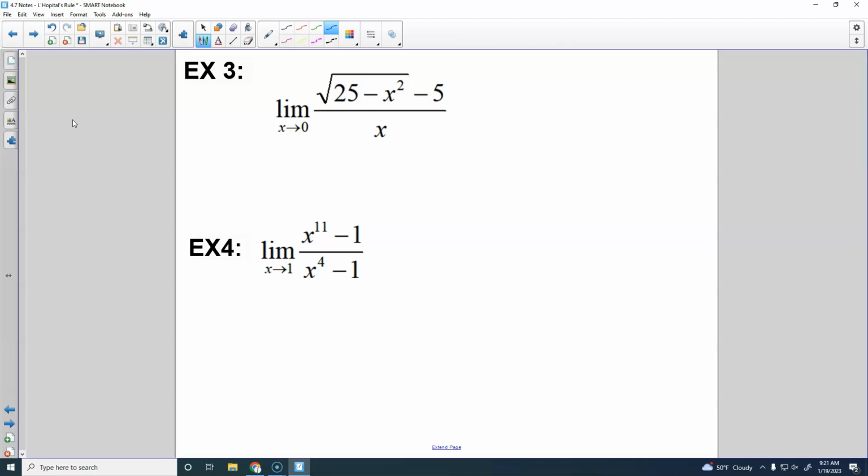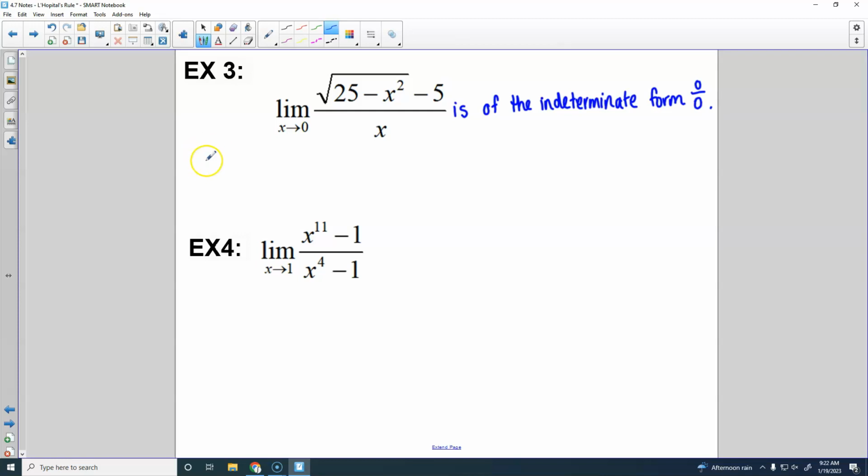Here is another example, like the one that we just did. There are other ways to do this problem, but let's use L'Hopital's rule to see that this will work. If I plug in 0 here, I will get square root of 25 minus 5, which gives me 0 on top. I also get a 0 on the bottom. So I'm going to say it is of the indeterminate form 0 over 0. I don't want to say equals 0 over 0, but I can write this.